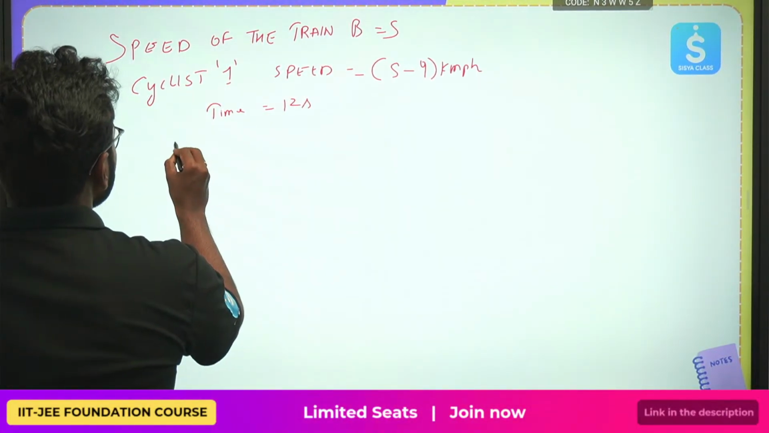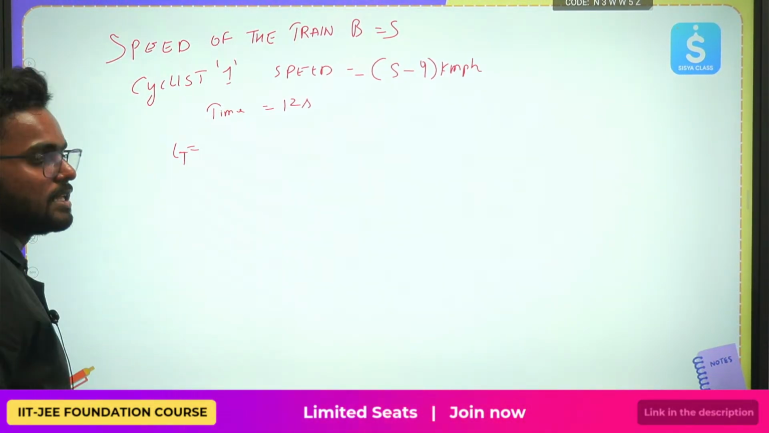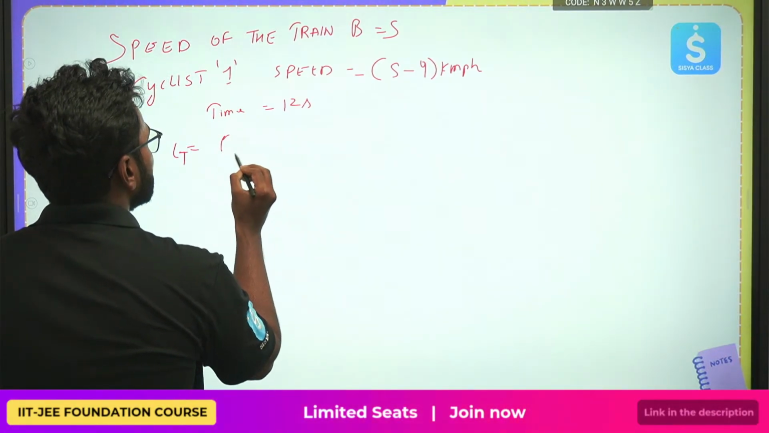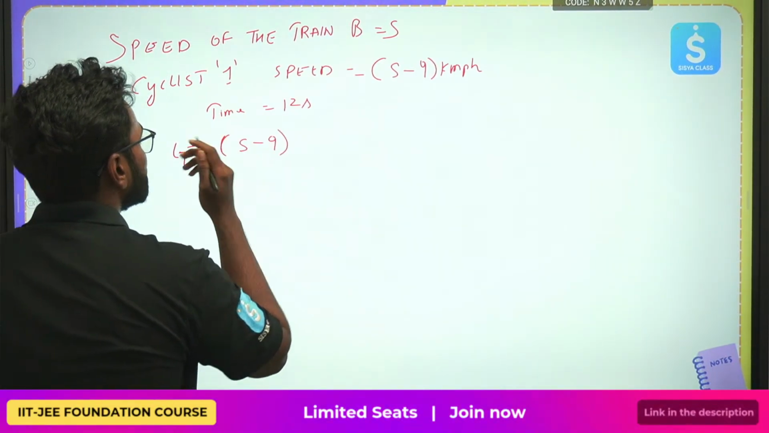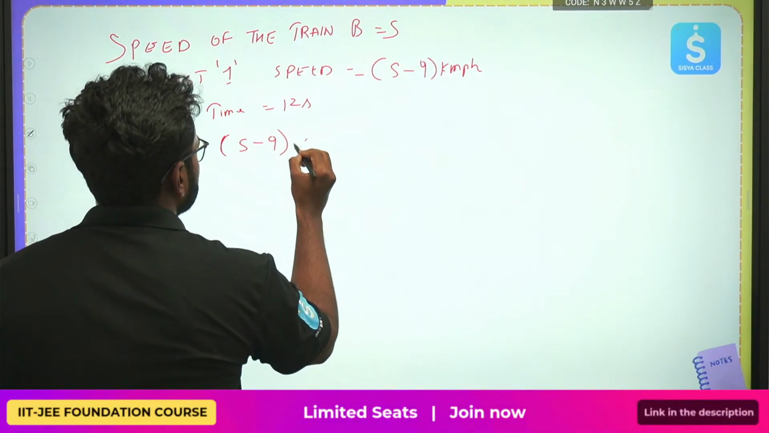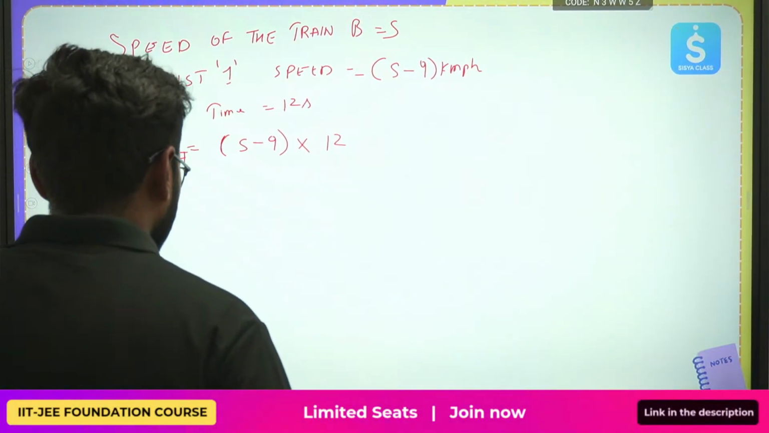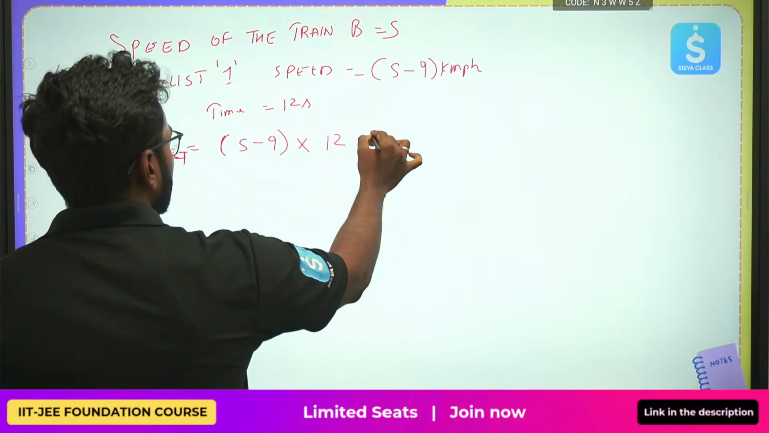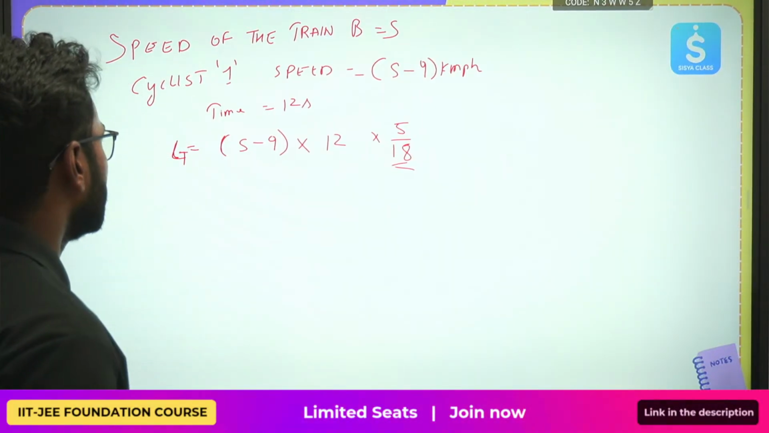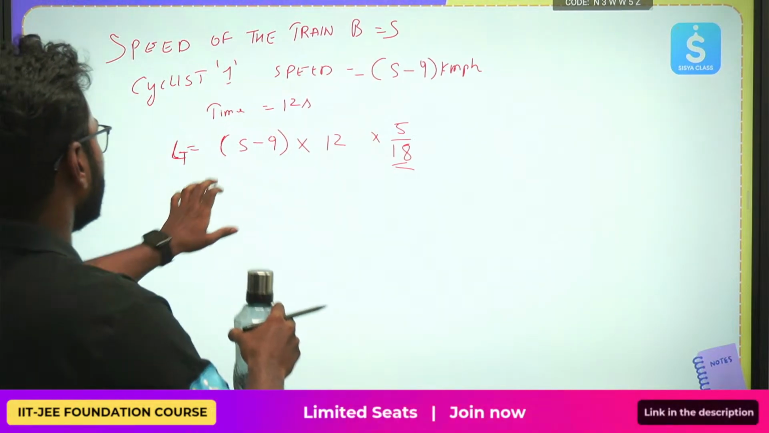Length of the train would be distance, which is speed into time. Sorry, speed into time, which is s minus 9 into 12, right? We have this into 5 upon 18. Got it? We are converting this into meters per second, because we have time in seconds.